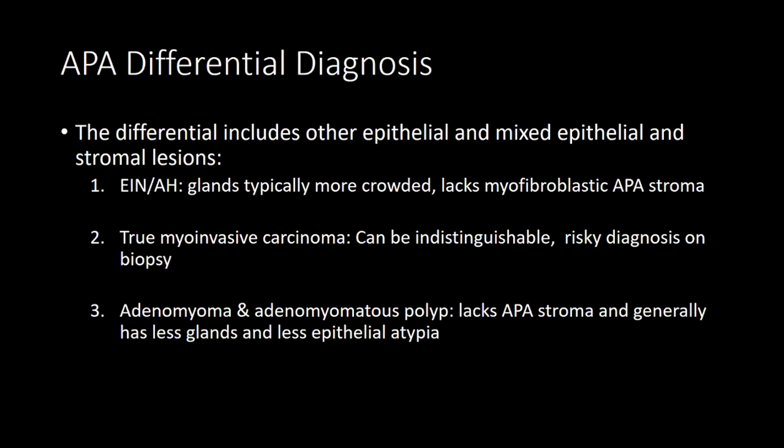And then finally, there are also regular adenomyomas, not atypical ones, and adenomyomatous polyps. These usually lack the same kind of fibromuscular stroma, and they'll have way fewer glands with less epithelial atypia. They're also quite uncommon. So if you think that you're looking at an adenomyoma or a polypoid adenomyoma, I would seriously reconsider that. Although that may be the case, I would think about other things first. So that is our first case, and the take home is don't forget about your APAs.